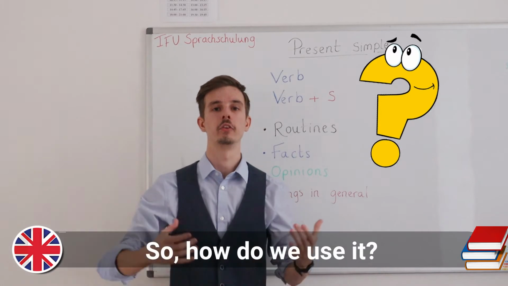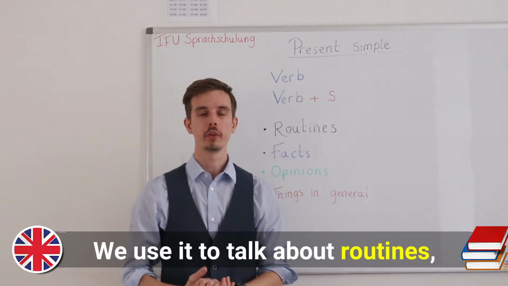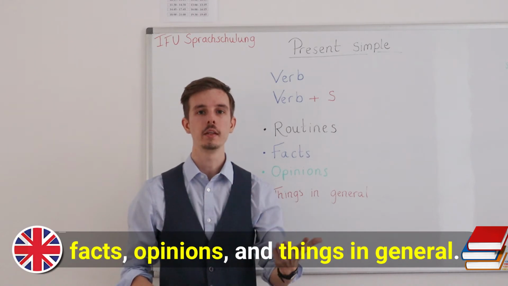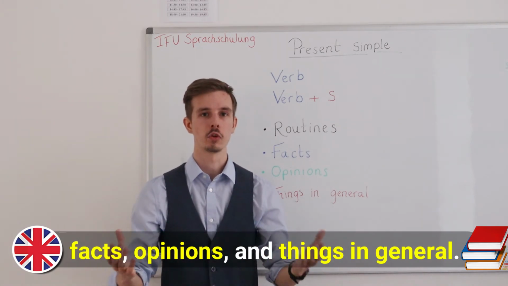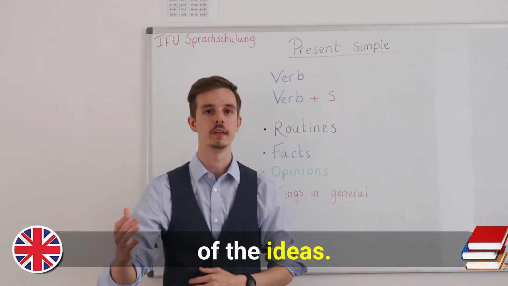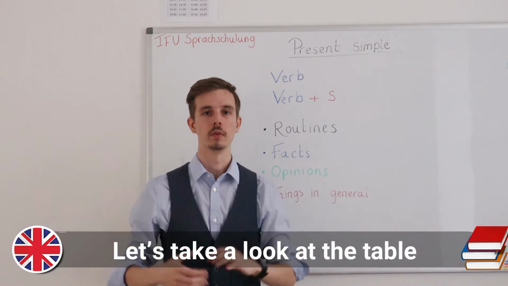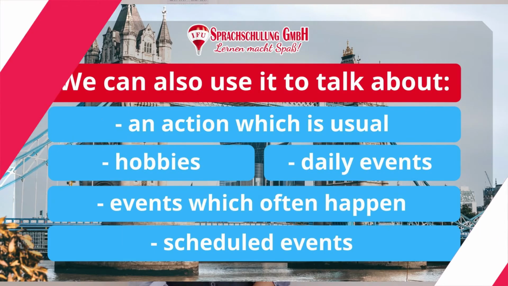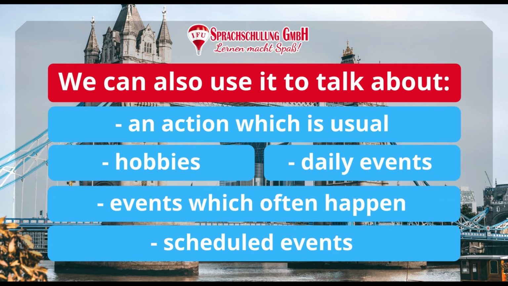So, how do we use it? We can use it to talk about routines, facts, opinions and things in general. We can also use it to talk about other ideas. Let's have a look in the table to see how we can use it. We can also use it to talk about an action which is repeated or usual, hobbies, daily events, events which often happen, scheduled events.